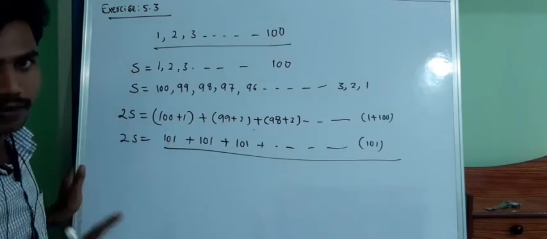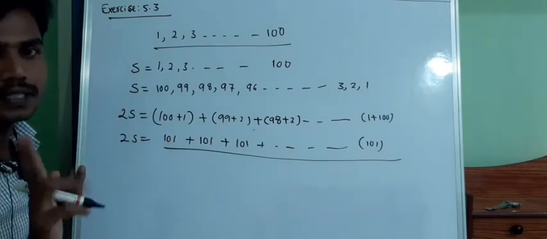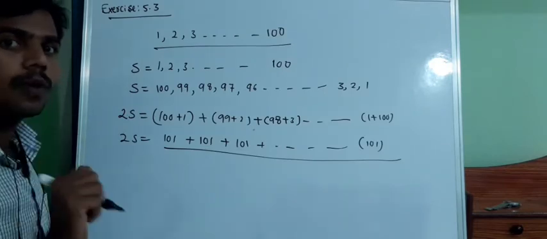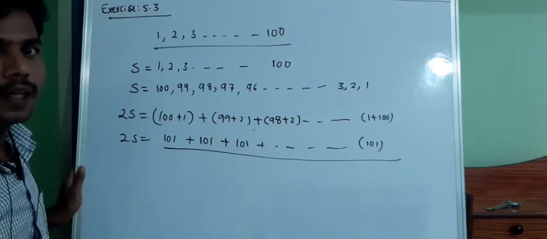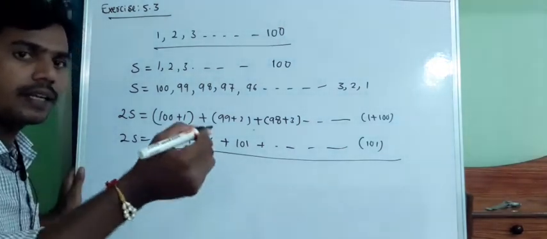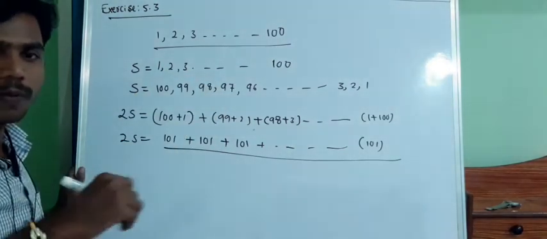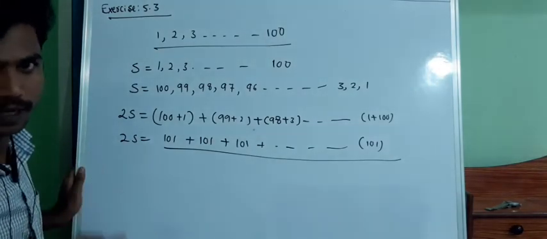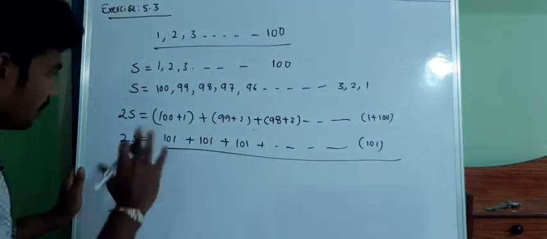So before that, I'll ask you one question. The cost of a pencil is 3 rupees. What is the cost of 20 such pencils? What are you going to do? You are going to multiply 20 with 3. Instead of adding 3 for 20 times, you are going to multiply 20 into 3, and you are going to get the answer. The same thing I am going to do here.